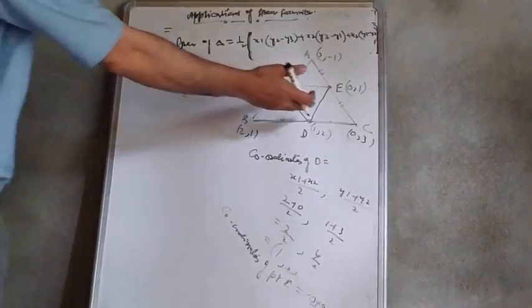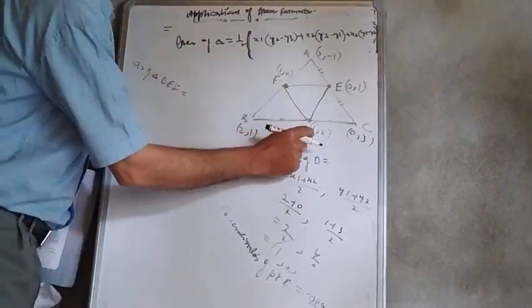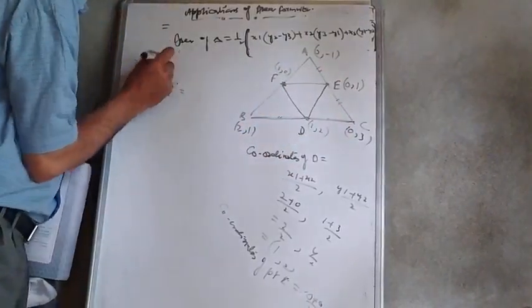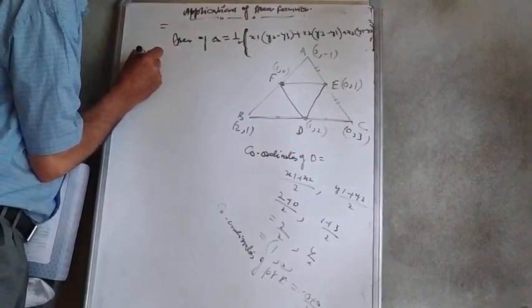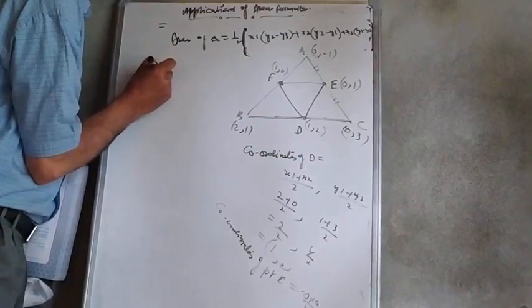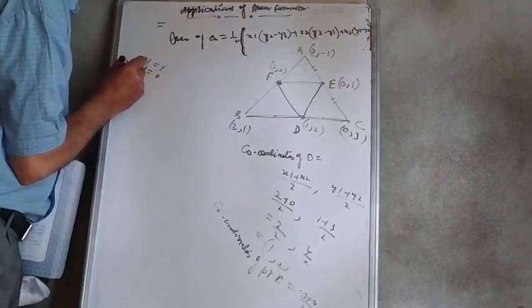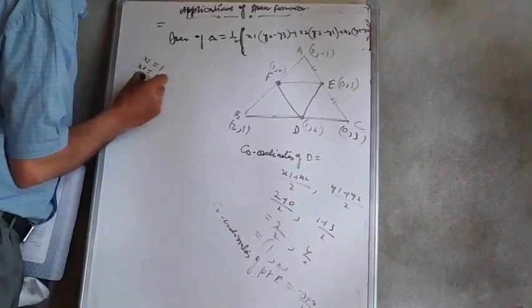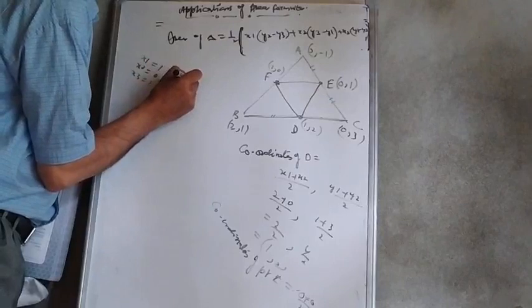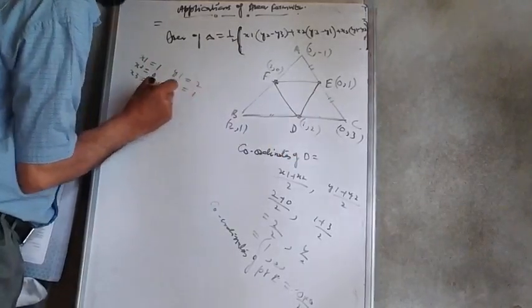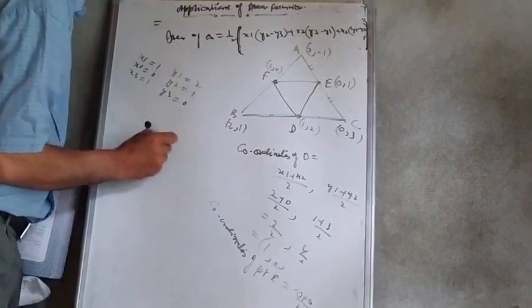Now it is very simple. Once we know the coordinates of this, here x1 is 1. What is x2? It is 0, and x3 is 1. So let's write here x1 is equal to 1, x2 is equivalent to 0 and x3 is equivalent to 1. And what is y1? y1 is equivalent to 2, y2 is 1, y3 is 0.